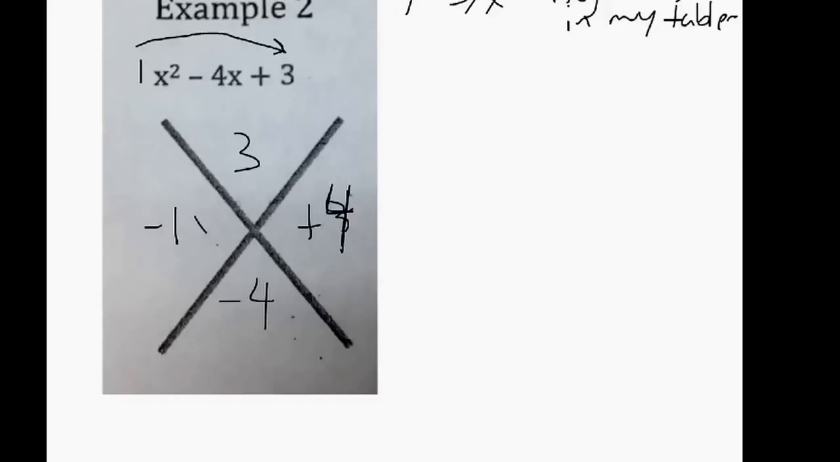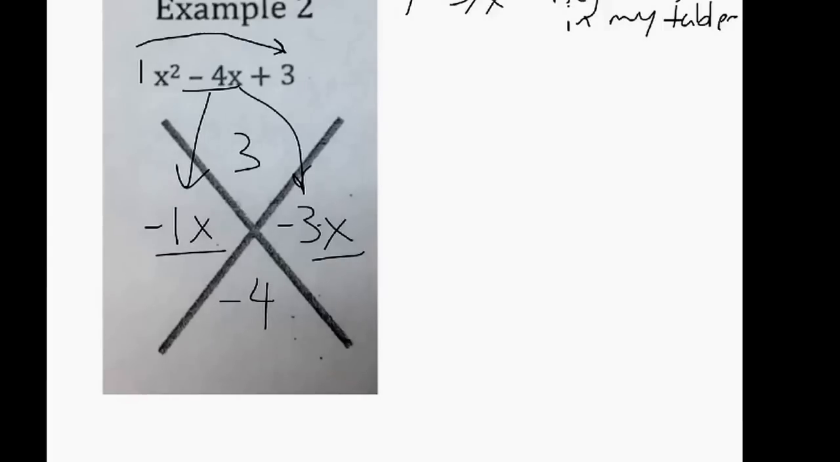So I'm splitting this, so this becomes negative 1x. Oops, I messed that up. I'm trying to multiply to get negative 3. So I picked the wrong factors here. It'll be negative 1 and negative 3. So this will be negative 3x, because again, I'm splitting this into negative 1 and negative 3, because negative 1 and negative 3 makes negative 4x.